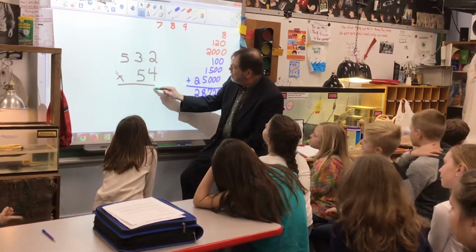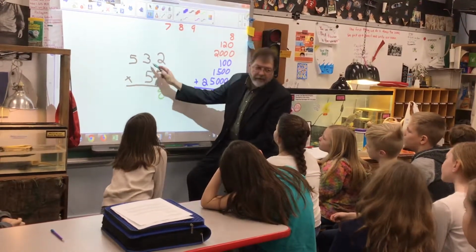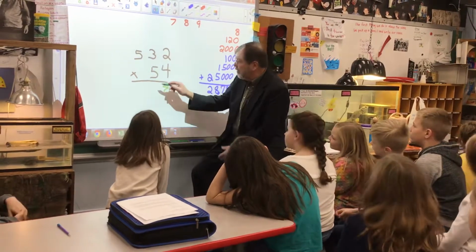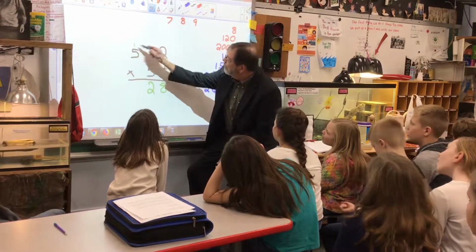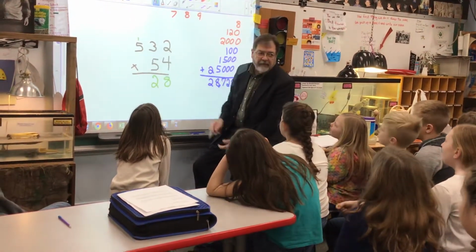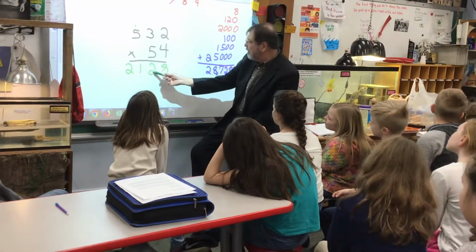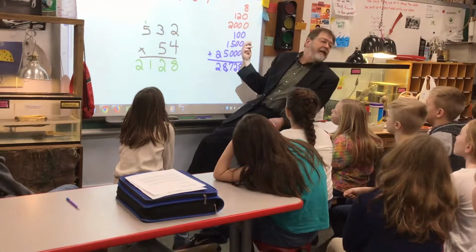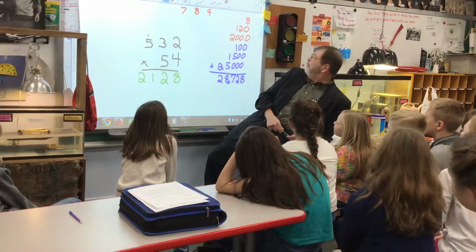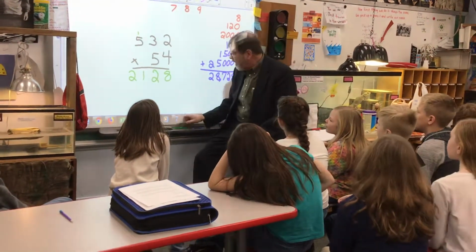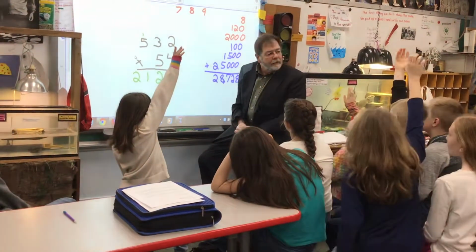4 times 2 is 8. 4 times 3 is? Is it really a 3? No, it's standard algorithm, so we're doing it. Okay, 4 times 3 is 12. Put down the 2. 4 times 5 is 20, plus 1 is 21. 2,128. Do you see any of that 2,128 up here in our... Yes. You see it? Yes. Okay, good. Well, then maybe we're on the right track. What do I do next? What should I do next? Sam?